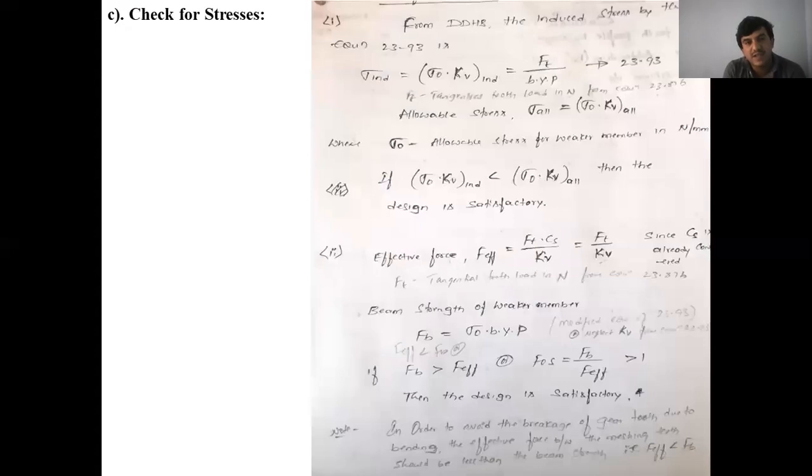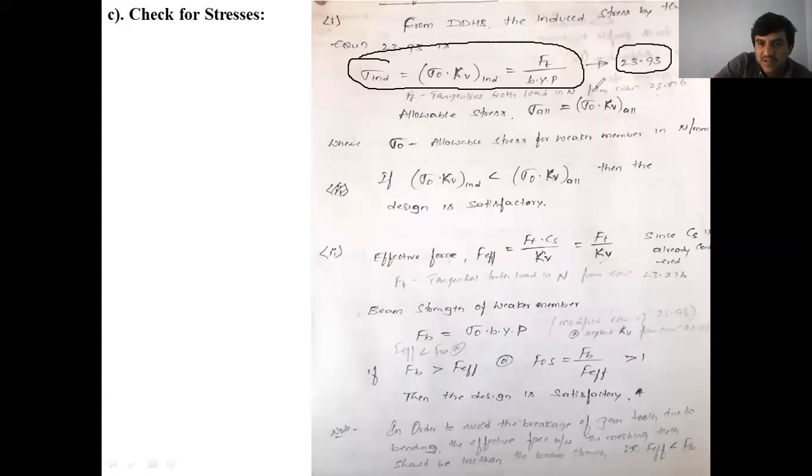Yes, sir. In checking for stresses, again two varieties are there. How do you check? Again from the design data handbook. First, you calculate the induced stress. The induced stress is equal to sigma naught into kV induced. This is just rearranging equation number 23.93. Sigma induced is equal to sigma naught into kV induced, that is Ft by B into Y into P.